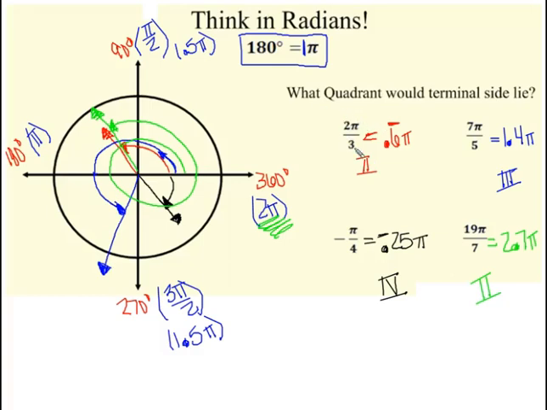Alright, so some of you may be able to do this in terms of fractions. If you like thinking in fractions, you're more than welcome to. Others of you might have to convert it into decimals if that helps you see where these terminal sides would end. But the point is, we're going to be dealing with these radians when we talk about trig. So get used to looking at them, either in terms of fractions or in terms of decimals.